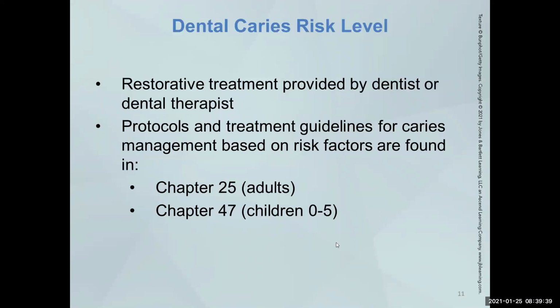So that's the parameters of care. Dental caries risk levels. This is chapter 25 and chapter 47. We're going to be getting into more detail with that, but you're going over the caries risk assessment, restorative treatment, what is needed. Have they had any recently? And was it new decay or old decay?